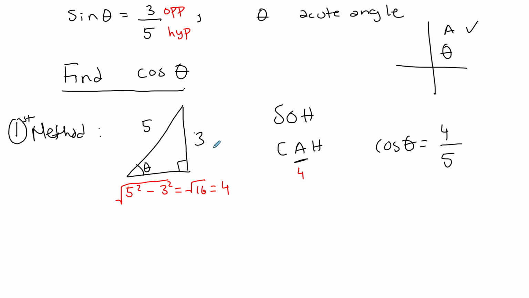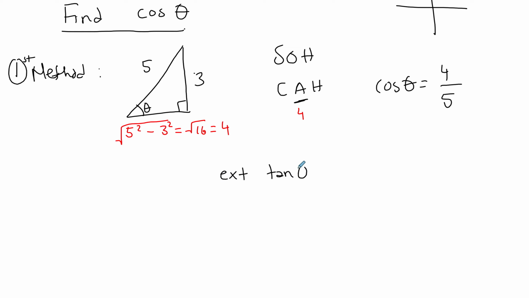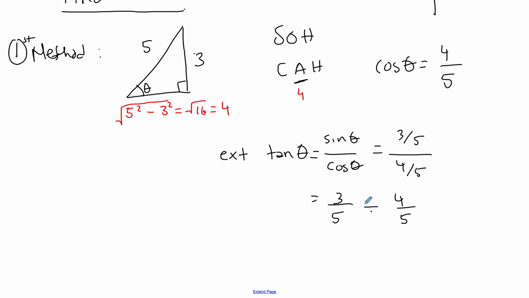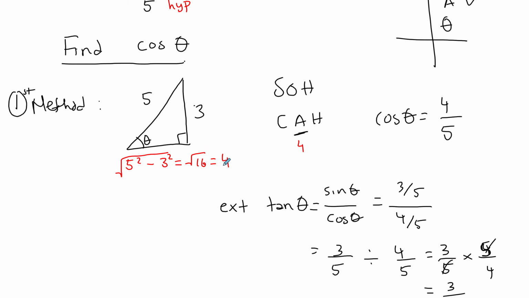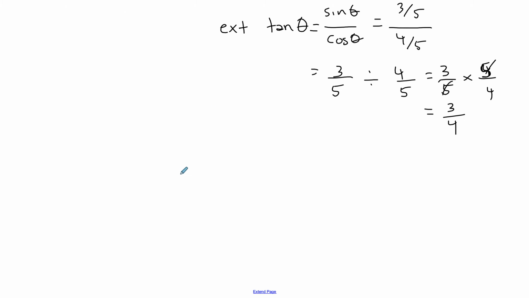Very neat, very nice. By finding sine and cos, you can now, let's say this is the extra question, find tan theta. And tan theta is sine theta over cos theta. My sine theta was 3 over 5. My cos theta was 4 over 5. I can split those fractions up by saying, well, two fractions being divided: multiply, reciprocate the other one. So 5 over 4. These cancel out, and so I'm left with 3 over 4. Or just use the triangle. Tan is opposite over adjacent, so it's 3 over 4. Now this is the first method.